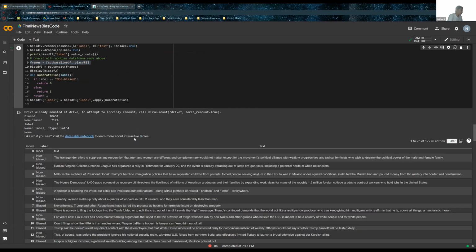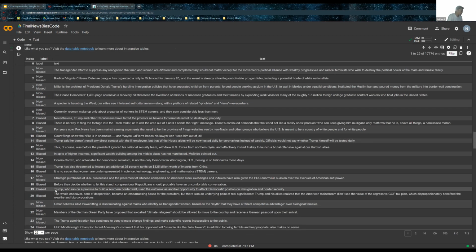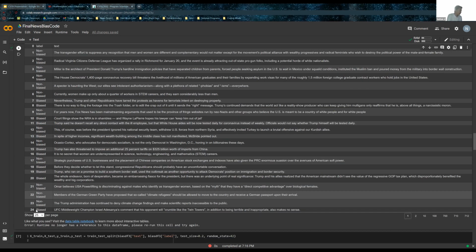And as you can see here, the data looks something like this. We have a bunch of non-biased sentences. These are very irregular sentences. And then we have some more biased sentences. So in this one, sentence 19: Trump, who ran on a promise to build the southern border wall, used the outbreak as another opportunity to attack Democrats' position on immigration and border security. This was viewed as biased towards Democrats because obviously this is painting Trump in a bad light, because they used the word attack. And this was kind of the idea of what we're using in our model. And then you can see here that there is much more data. I believe there are 17,000 sentences in this, which are all about like this.